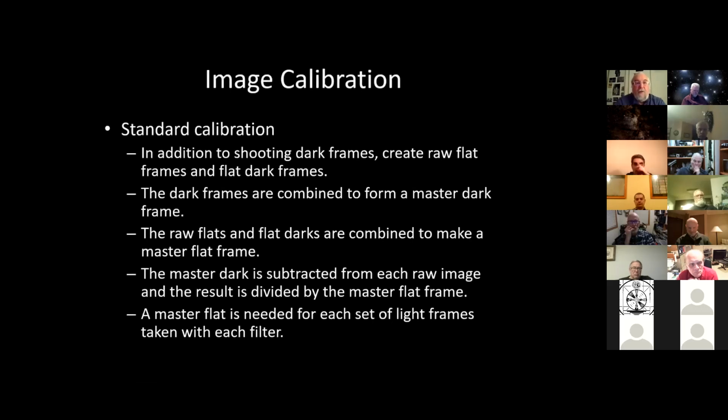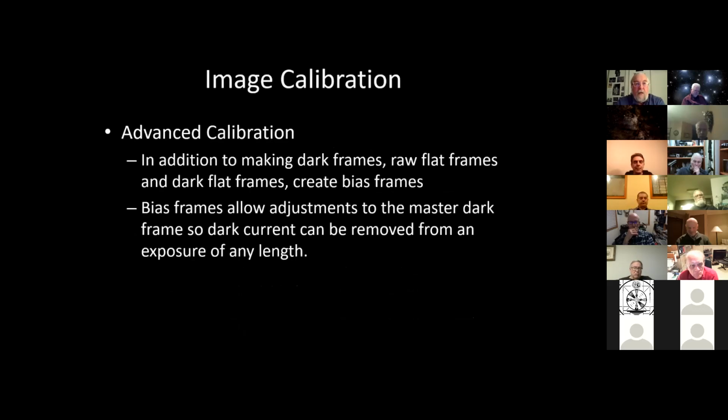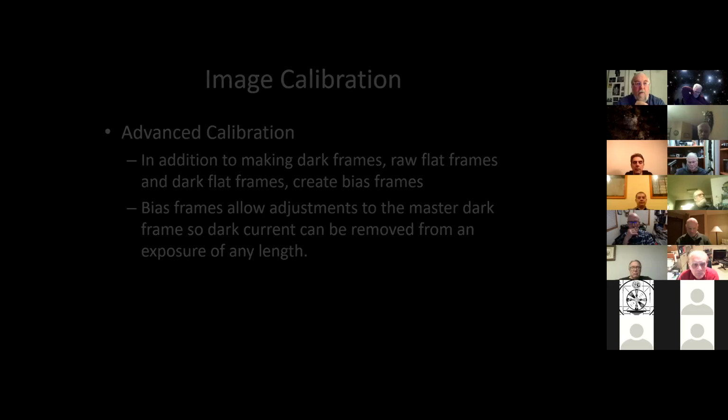For standard calibration, you do the dark frames, but you also do the raw flat frames and flat darks. A master flat is needed for each set of light frames taken with a filter, if you use multiple filters. Otherwise, you need one flat frame, like with a regular DSLR. Then for advanced calibration, you also create the bias frames and take that information out. So we went back: signal is the object you want to capture, and noise is everything else that we just talked about getting rid of.